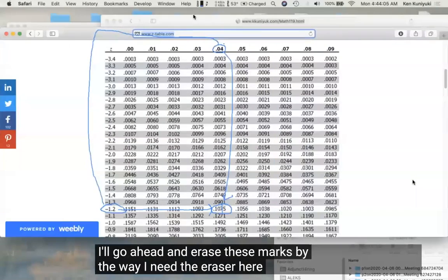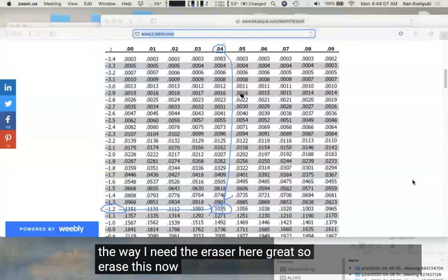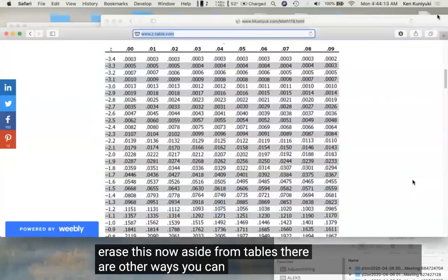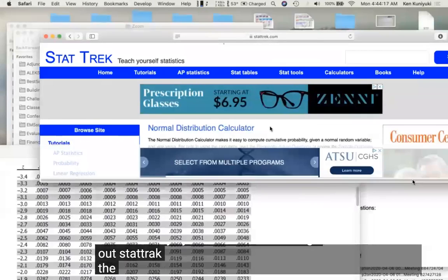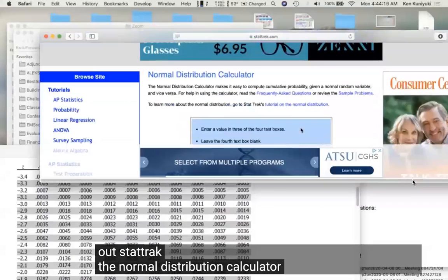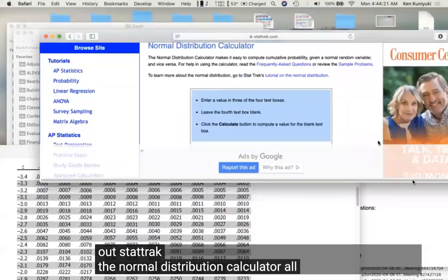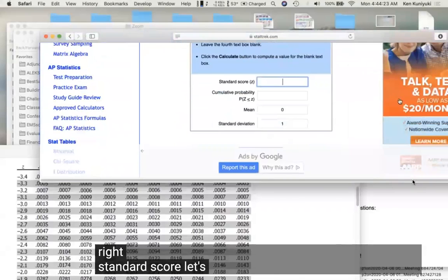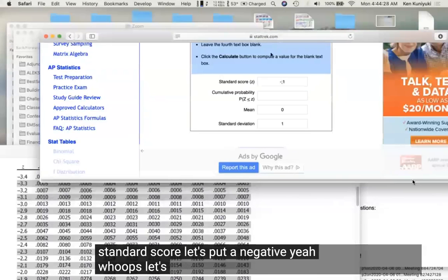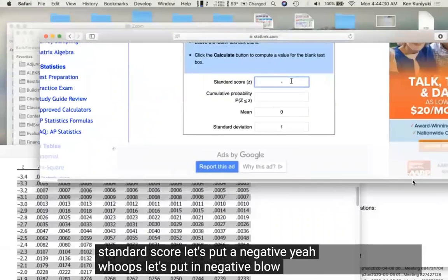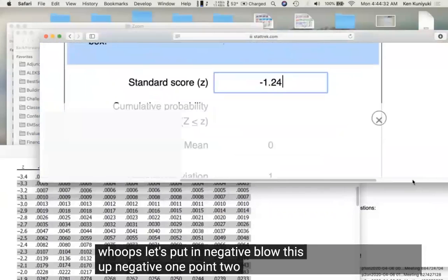All right, I'll go ahead and erase these marks, by the way. Now, aside from tables, there are other ways you can find these things out. StatTrek, the normal distribution calculator. All right, standard score, let's put in negative 1.24.